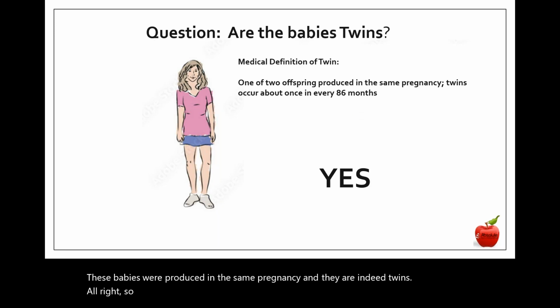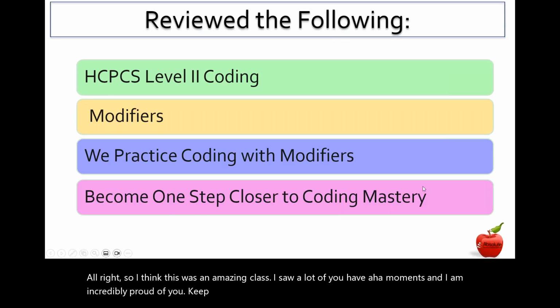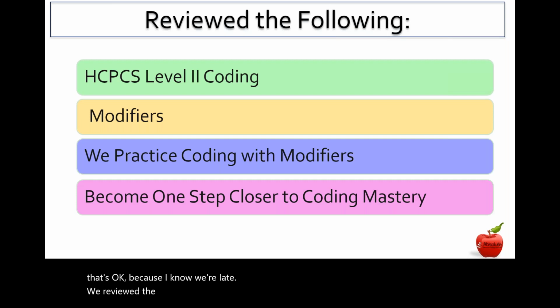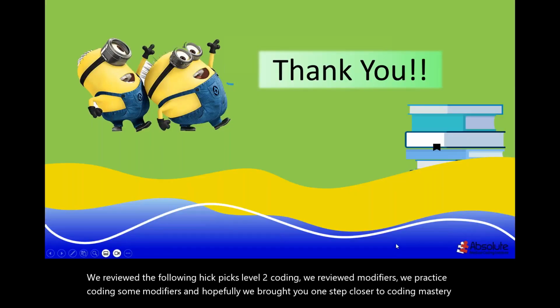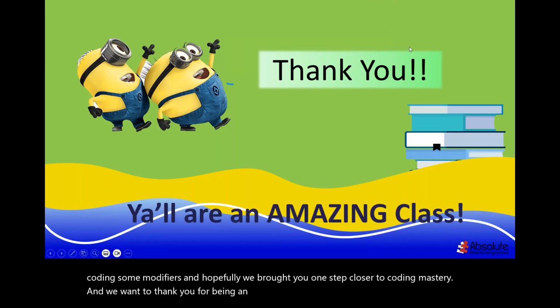All right, so I think this was an amazing class. I saw a lot of you have aha moments, and I am incredibly proud of you. Keep going. And I just want to summarize things and close us out, if that's okay, because I know we're late. We reviewed the following: HCPCS Level 2 coding. We reviewed modifiers. We practiced coding some modifiers, and hopefully we brought you one step closer to coding mastery. And we want to thank you for being an amazing class.